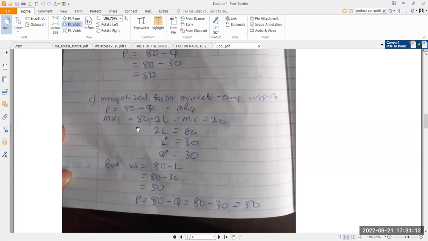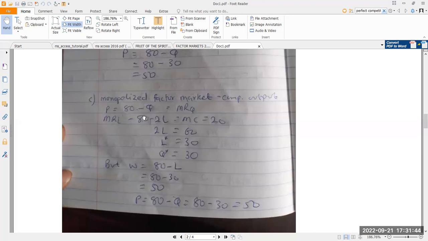Remember, a monopoly firm will always equate marginal revenue to marginal cost. So if you go to the input market, because the firm there is a monopolist, he will take the demand function for labor, which is 80 minus L, and find the marginal revenue of labor, and it will be twice as steep. So that will be 80 minus 2L. If the demand function is 80 minus L, then the marginal revenue will be 80 minus 2L.